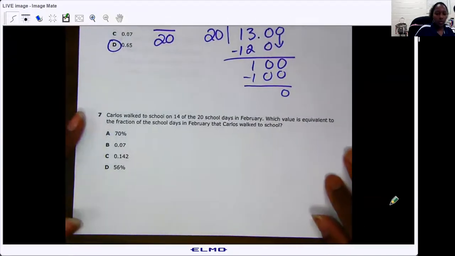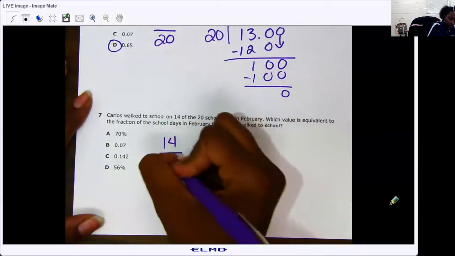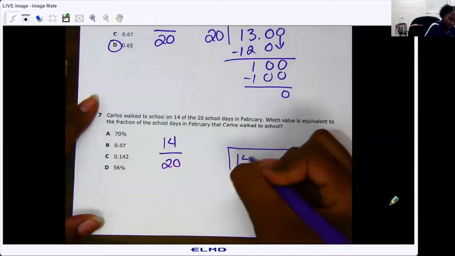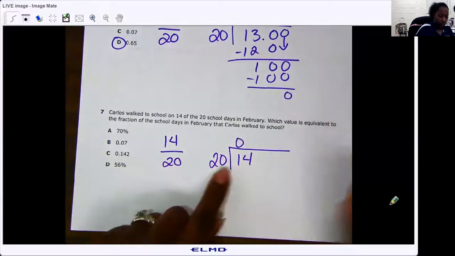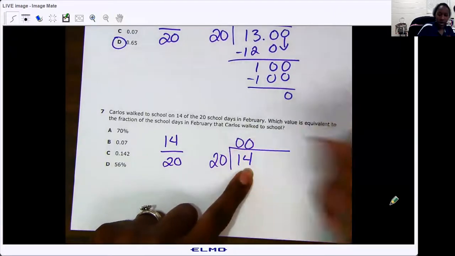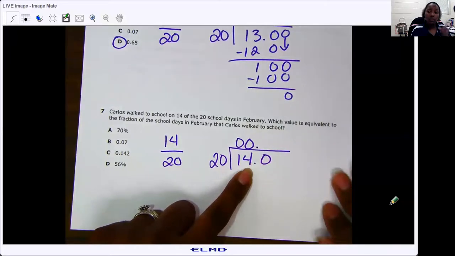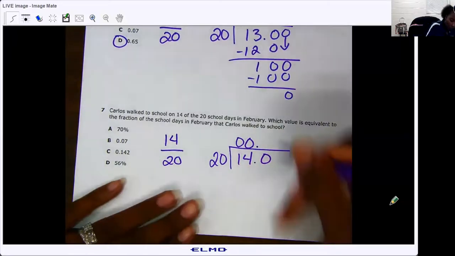Carlos walked to school on 14 of the 20 school days in February. Which value is equivalent to the fraction of days in February that he walked to school? So 14 out of 20. We're going to do top in, bottom out. 20 will not go into 1. 20 will not go into 14. How many 20s can we get into 140? 2, 4, 6, 8, 10, 12, 14. 7 of them.